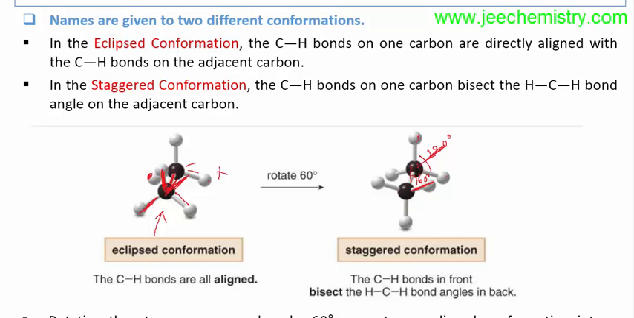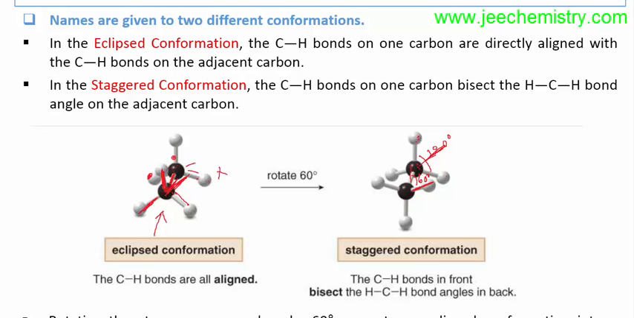There is no angle difference between these CH bonds and these HCH bonds. Here are the 60 degree bisecting angles. So this is the eclipse conformation. In the eclipse conformation, the CH bonds on one carbon are directly aligned with the CH bonds on the adjacent carbon. Here the CH bonds are directly aligned with these CH bonds.